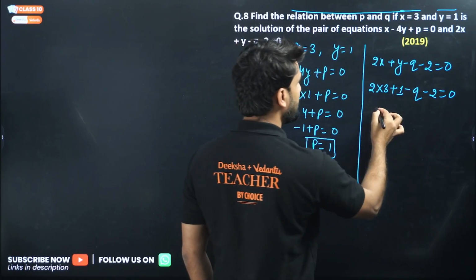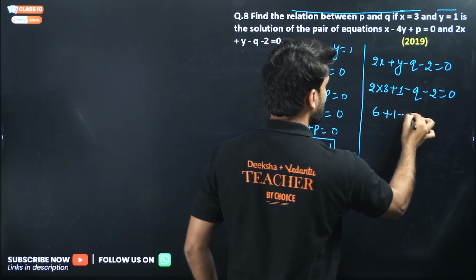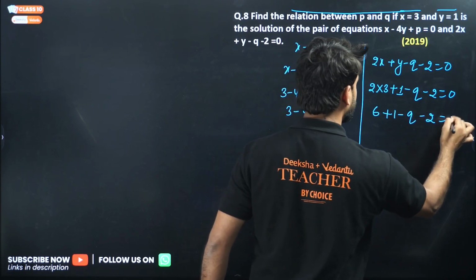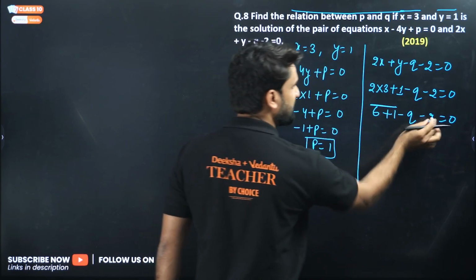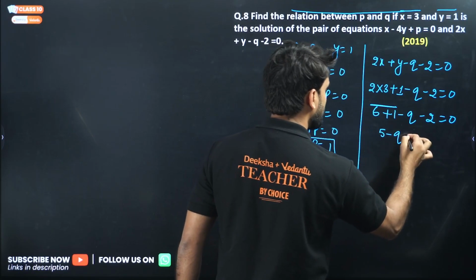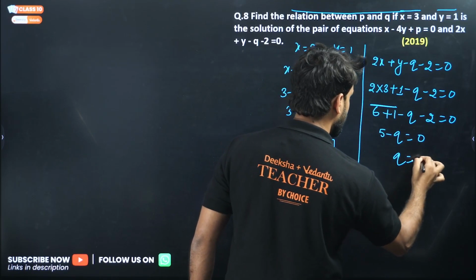So 3 into 2 will be 6, plus 1, minus q, minus 2 equals 0. So can we solve this? 6 plus 1 is 7, and 7 minus 2 will be 5. 5 minus q equals 0. So q is 5 here.